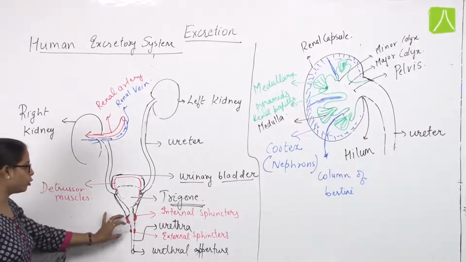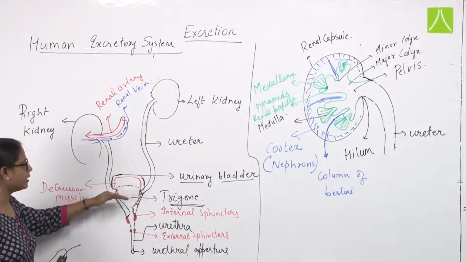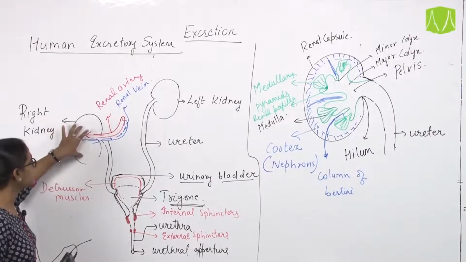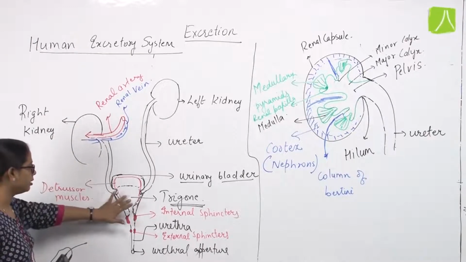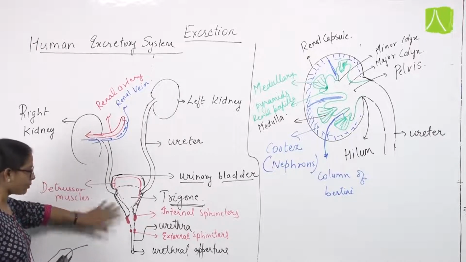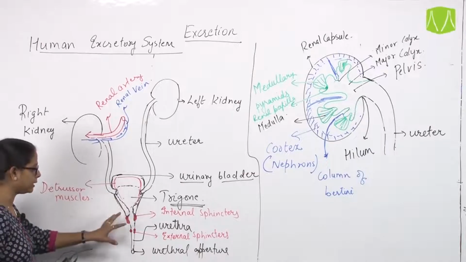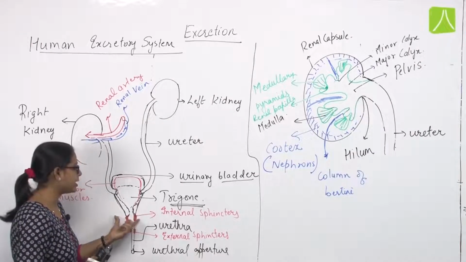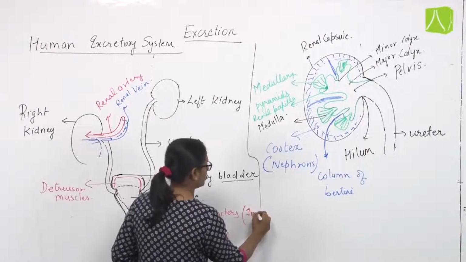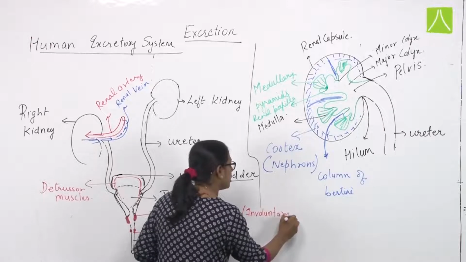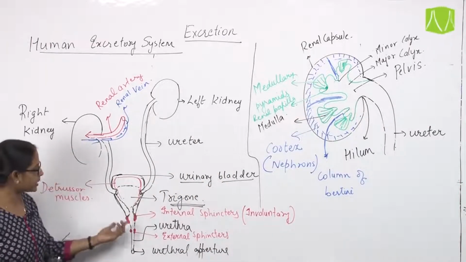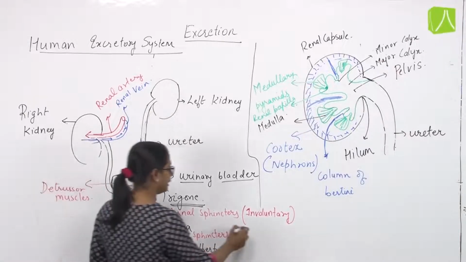These sphincters remain closed until the urinary bladder gets completely filled with urine. Whatever urine is forming inside the kidney, when it comes into the urinary bladder, it remains stored here for some time because these sphincters are closed. But when the urinary bladder gets filled completely, the internal sphincter, which is involuntary in action, that means it is not under our control, gets opened first, and the external sphincter is voluntary in action.